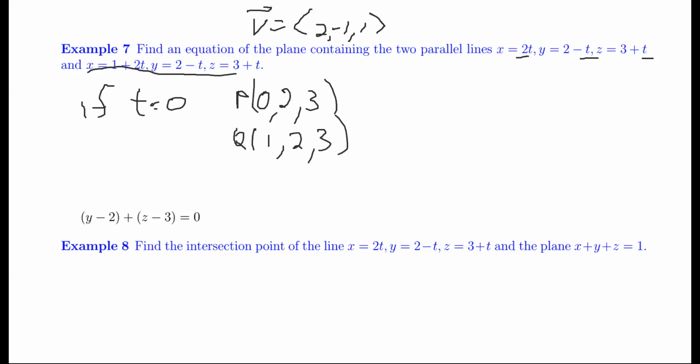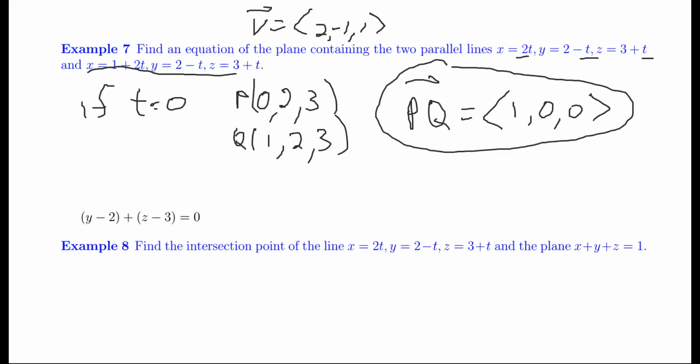All right. So then we get the vector PQ, the vector from point P to point Q, right? P and Q are in these two lines, which means they're in the plane. So if these 2 points are in the plane, then the vector PQ is in the plane, and this vector is 1, 0, 0. So now we have 2 vectors in the plane.